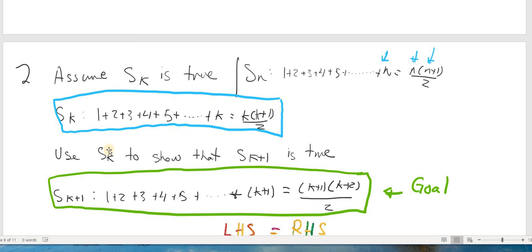And then the next step is to say that you're going to use this new formula to show that Sk plus 1 is true. So Sk plus 1 works the same way. That means that you plug it into the original. Wherever you see n, you put k plus 1. So you put it there and there. And that's where we get this new formula. So we have this blue one and the green one. The green one is the goal. So to get our goal, you use the blue box to get the green box. And you're going to use some sort of algebra.